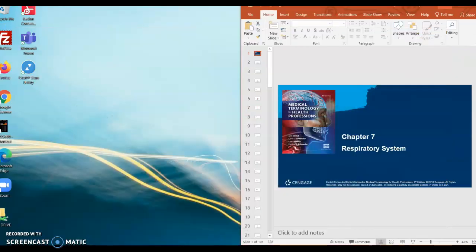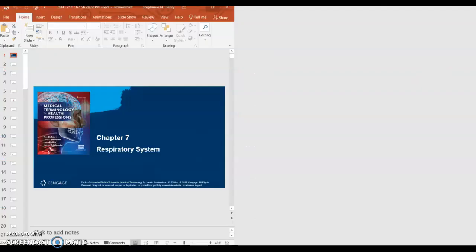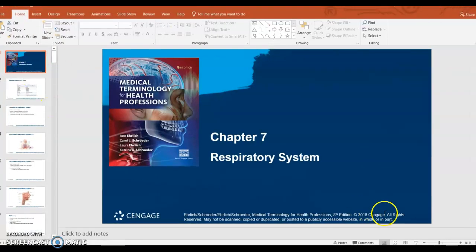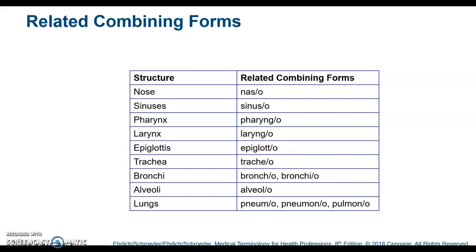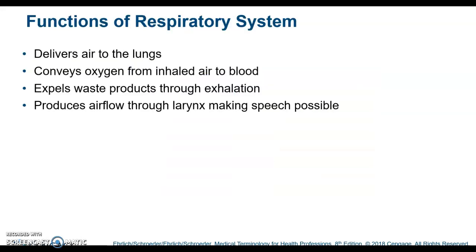Now, this leads us to chapter 7, which is the respiratory system. All right, so some things you want to focus on for the respiratory system are always, first and foremost, the combining forms, and then the functions of it. So what is the respiratory system designed to do? We just heard that it plays a part in your immune system, but as a separate system, what is its main function? It delivers air to your lungs so you can breathe.